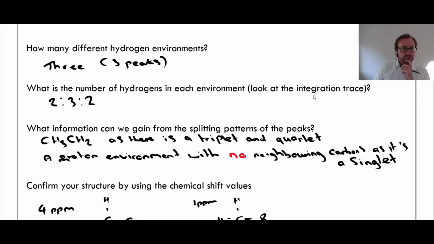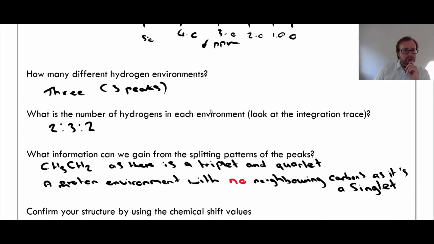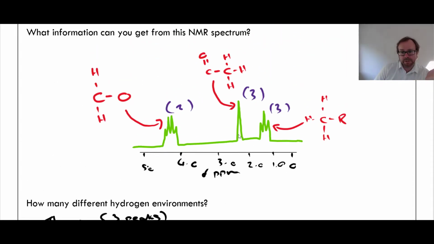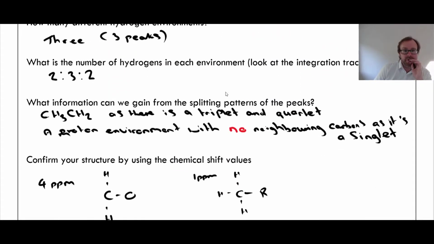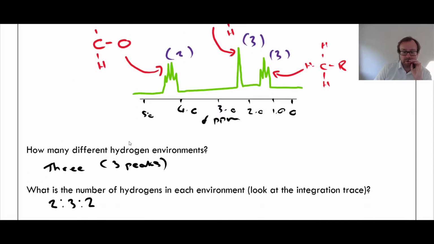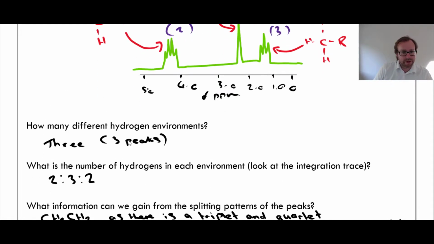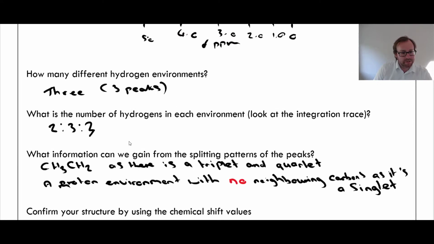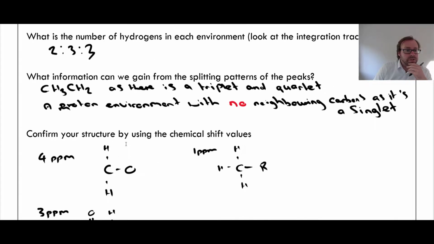Okay, so let's go through it then. I hope you had a go. So how many different hydrogen environments? Must be 3 because there are 3 peaks. What is the number of hydrogens in each environment? 2, 3, 3. So it's probably 2 hydrogens in one environment and 3 hydrogens in the other 2 different environments.